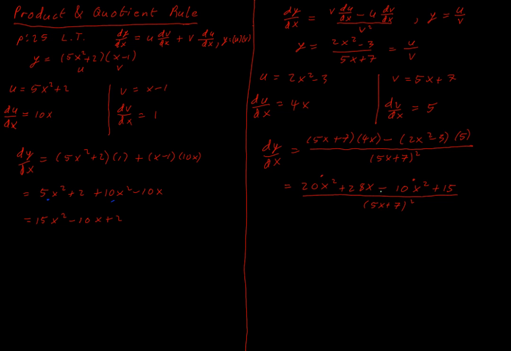And it's also good to simplify this and see if there's a common factor, which is a lot harder to see if we go through the process of multiplying out. So I end up with 10x squared, dy dx, just rewrite that, is equal to 10x squared plus 28x plus 15 all over 5x plus 7 all squared.